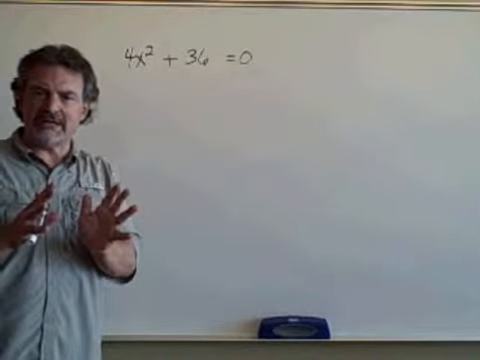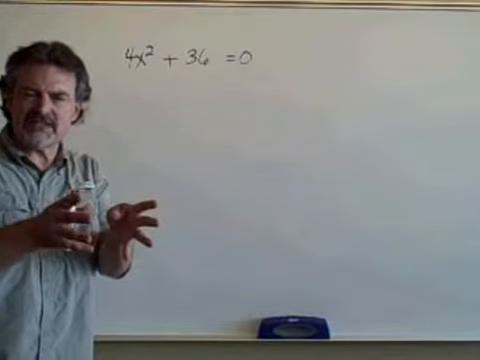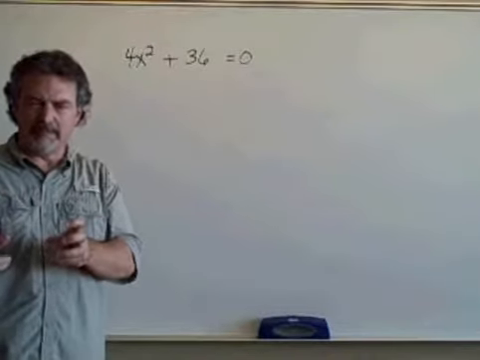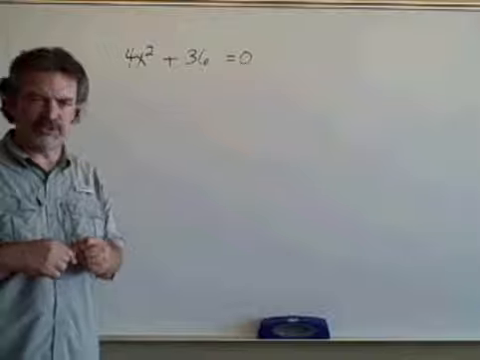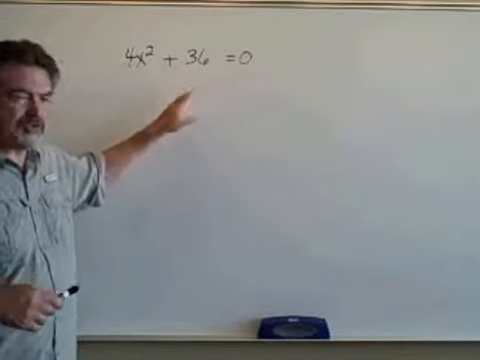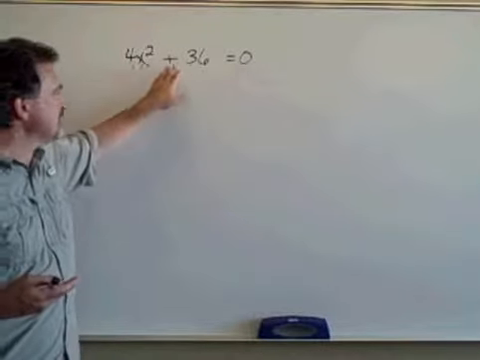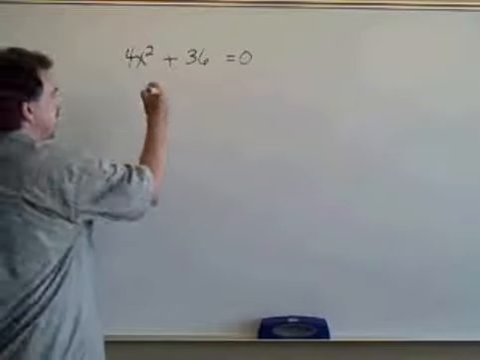When you have a quadratic equation that is missing the first power term, it lends itself beautifully to solving it using the square root property. Now let me illustrate for you how you use that square root property to solve an equation like this. What we're going to do is isolate the x squared. So I need to get rid of the 36 by subtracting 36 from both sides.